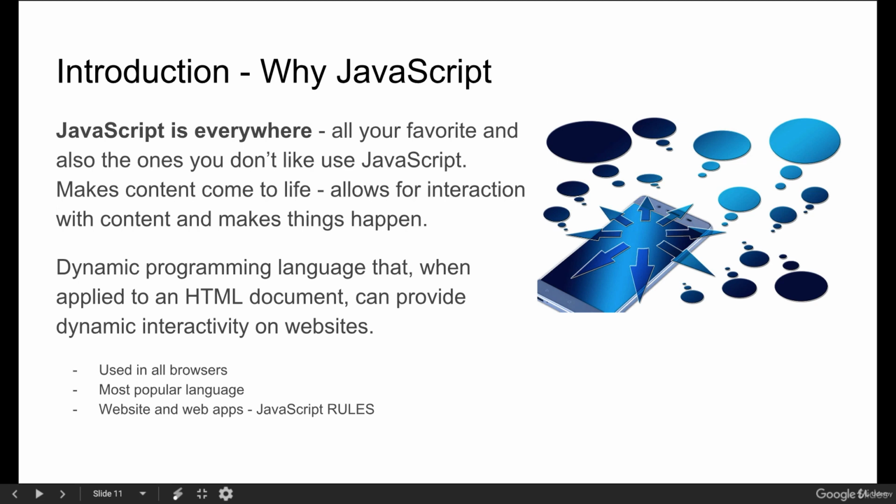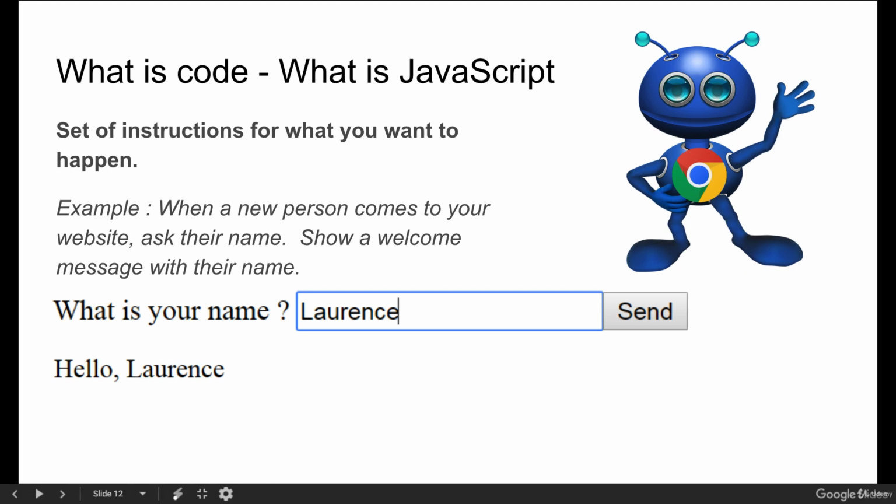So JavaScript is everywhere, and I guarantee you your favorite websites use JavaScript. It makes things come to life and allows you to create interaction and have dynamic content within your language. So it's an applied programming language. It's applied within HTML, and basically it brings your HTML to life. It's available in all browsers, and it's the most popular programming language out there. And with websites and web applications, JavaScript rules.